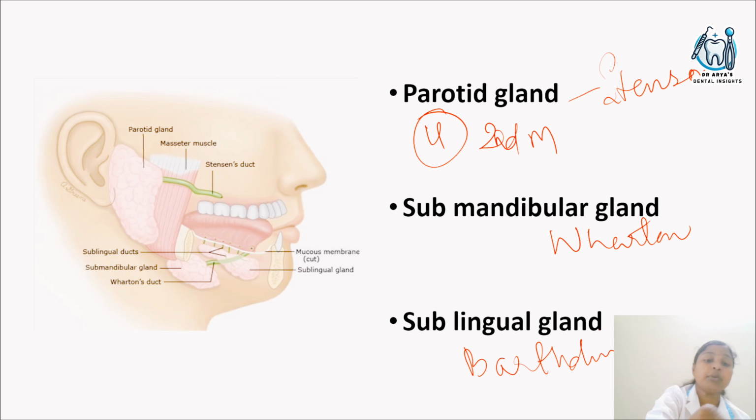This is the upper second molar. Here is the Stenson's duct, so the opening is near the upper second molar. Then Wharton's duct is for the submandibular gland. Where does it open? It opens at the side of the lingual frenum, or the carunculum sublingualis. So Wharton's duct opens to the side of the lingual frenum.